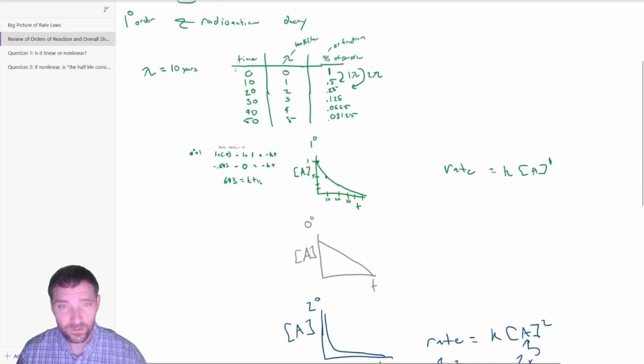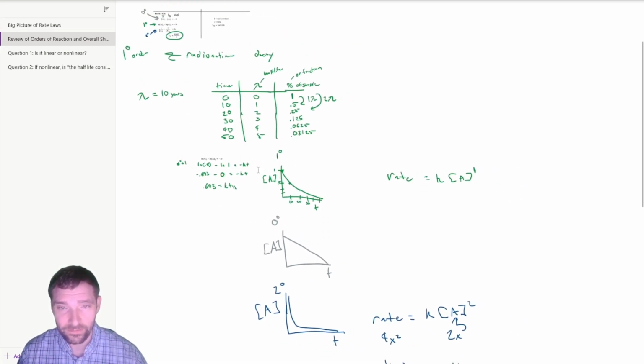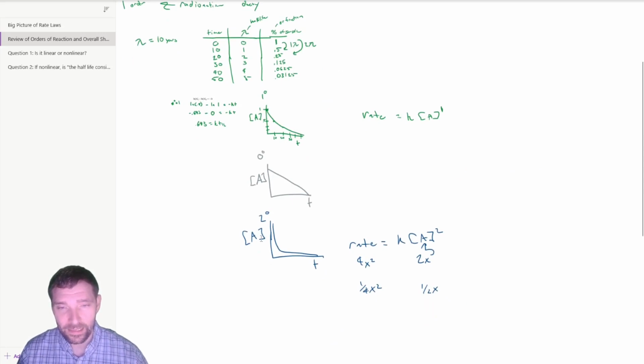So a first order reaction is not linear when you just plot A, and a second order is also not linear when you just plot A. Zero order would be linear there. So if you're asking if something is linear or not, you're basically saying, is it zero order or is it maybe a first or second order reaction? So that's that first question.